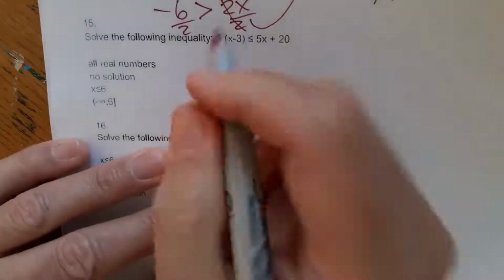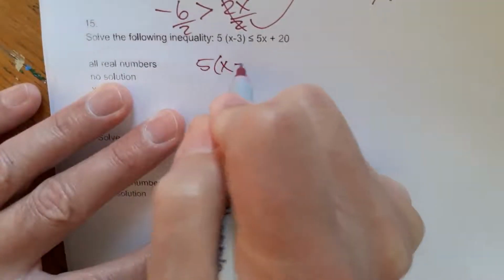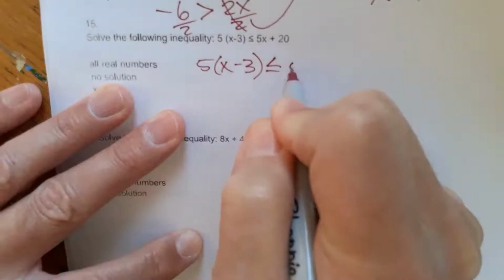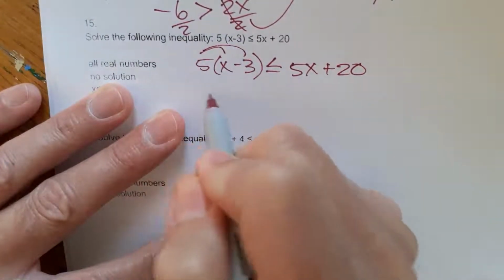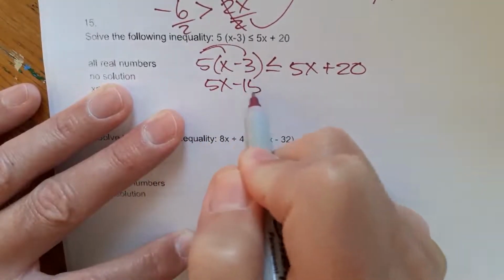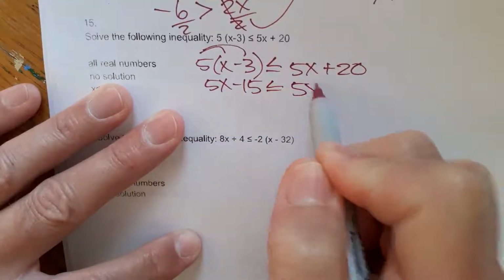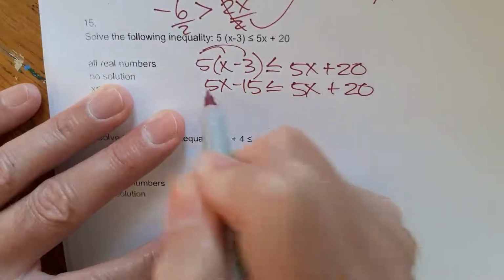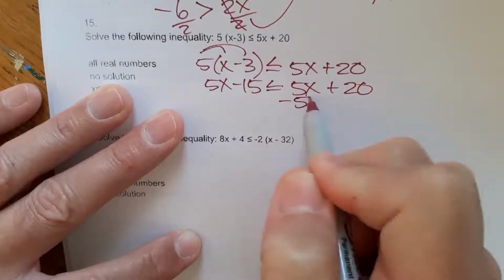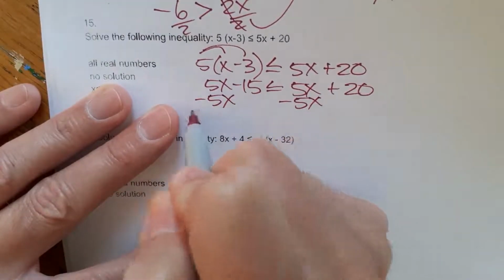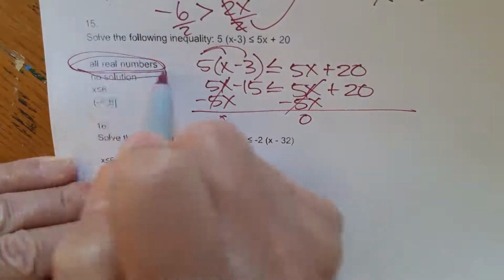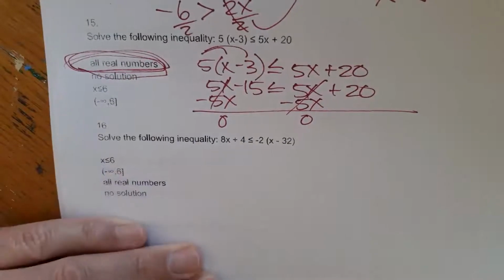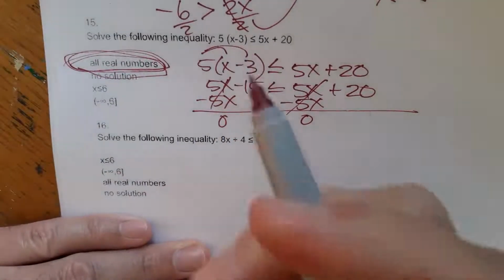Let's go to the next: 5 times x minus 3 is less than or equal to 5x plus 20. So these go here. 5x minus 15 is less than or equal to 5x plus 20. I see a 5x on both sides, so same thing's going to happen here. If we subtract 5x from both sides, 0, 0. All real numbers, you guys. All real numbers.